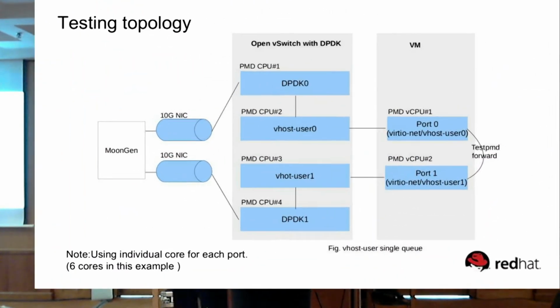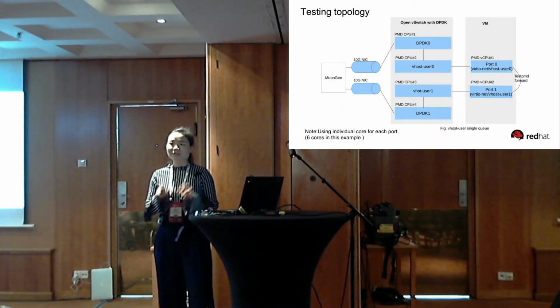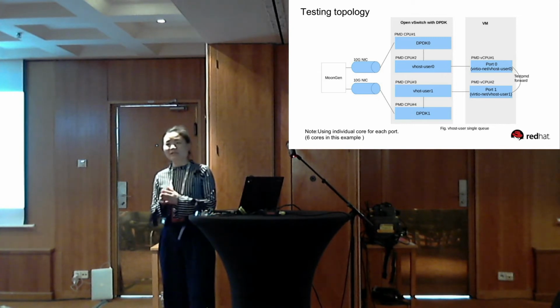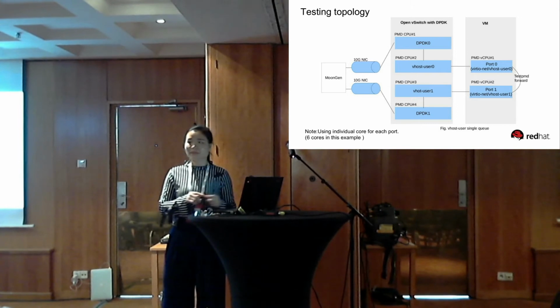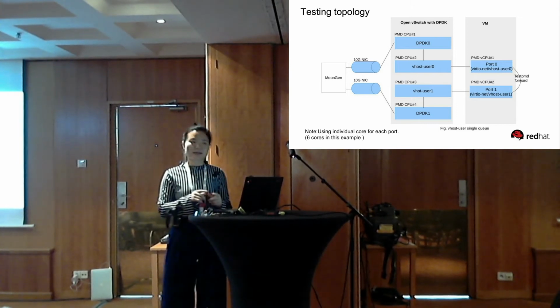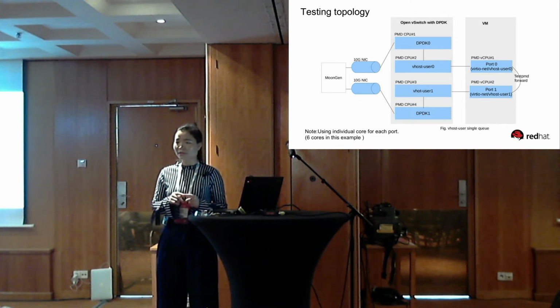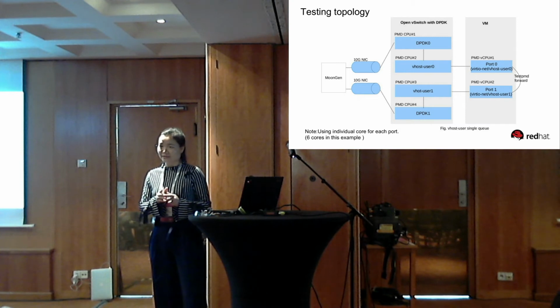This is our testing topology. We have 2 hosts connected back to back. MoonGen is running on one host, and Open vSwitch is running on the other host. MoonGen runs over DPDK. It generates packets from one port and receives them back from another port. This is how we measure the throughput and the latency.